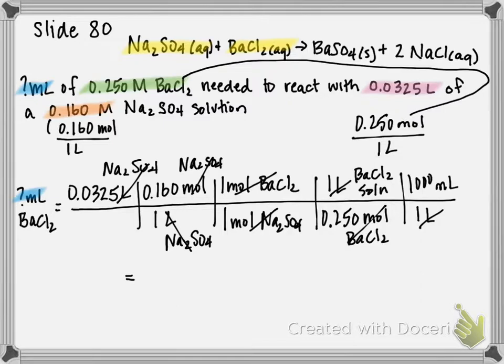So if I multiply all these guys together, 0.0325 times 0.160 times 1,000, and divide those by 0.25, I get a final answer of, hold on one second, equals 20.8 milliliters of barium chloride solution. And that is your final answer.